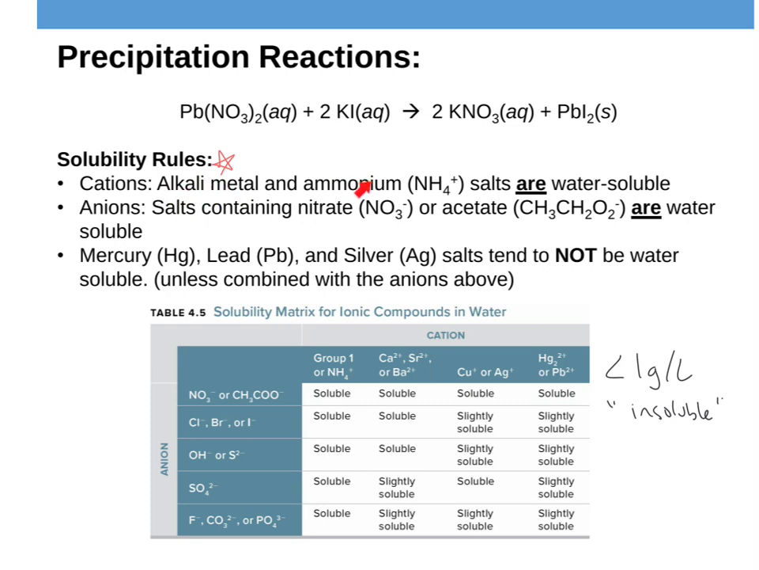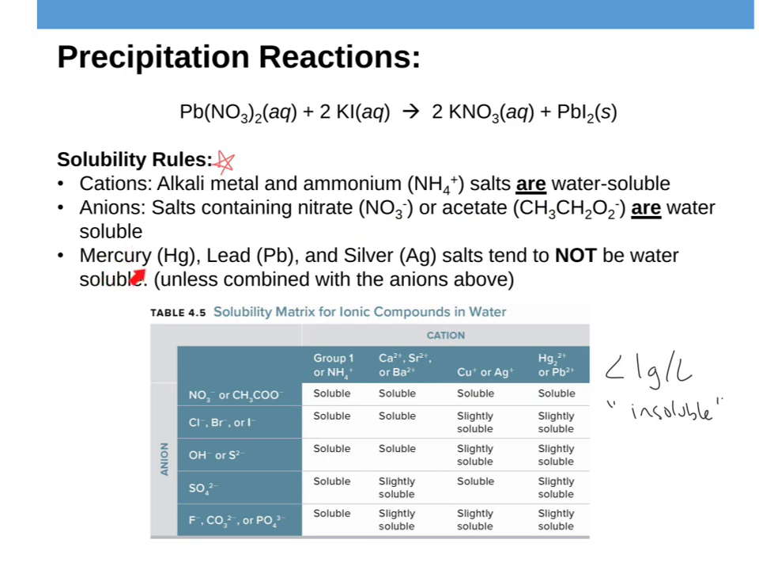Anything that has an alkali metal or an ammonium in it is going to be water soluble. As far as anions go, the second half thing, right? Any salt that has nitrate or acetate, we're going to say is soluble. So if it contains like carbonate or sulfate or something like that, maybe, maybe not. But acetate and nitrate definitely are.